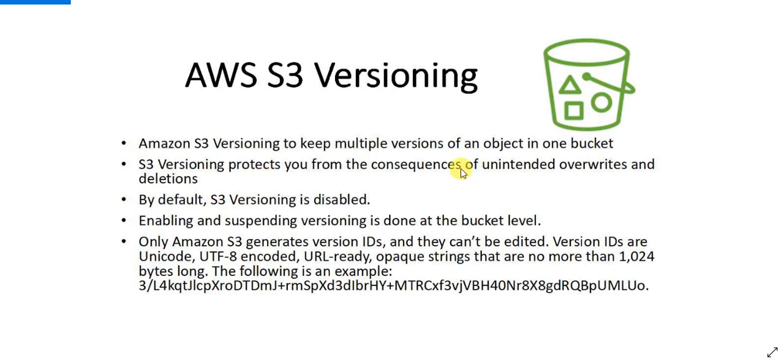So it helps you protect from the consequences of unintended overwrites and deletions. Suppose you accidentally overwrite an existing file with some changes, and now you want to undo those changes and restore your previous version. If you have enabled versioning in your S3, AWS maintains all the versions of your file so that you can get back to previous versions. And even if you delete a file from AWS S3, you can still restore it if you have enabled versioning. I'll show you how to do that when we get to the demo part.